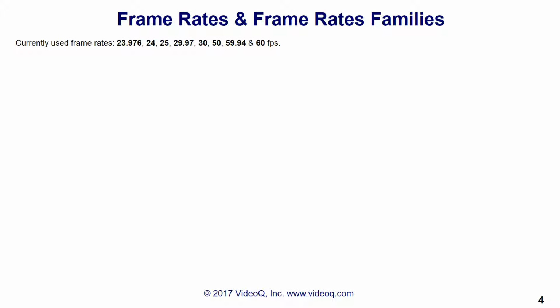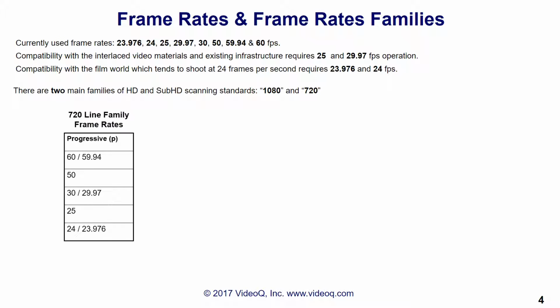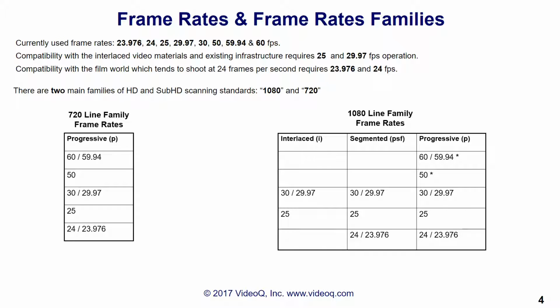Compatibility with the interlaced video materials and existing infrastructure requires 25 and 29.97 FPS operation. Compatibility with the film world, which tends to shoot at 24 frames per second, requires 23.976 and 24 frames per second. There are two main families of HD and sub-HD scanning standards, 1080 and 720. Not all combinations of scanning standard and frame rate are valid. For example, an interlaced 24 FPS standard does not exist.